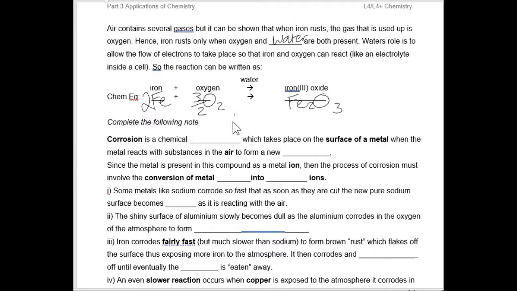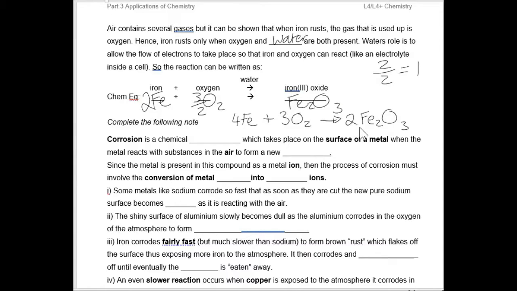So that would become 4 Fe plus 3 O2 arrow 2 Fe2O3. So what I've done there is I have multiplied everything by that denominator. So 2 times 2 gives me 4. 3 over 2 times 2, well, 2 divided by 2 is 1, so that would just become 3 O2. And here we've got 1 there, so if I times that by 2, I get the 2 there.